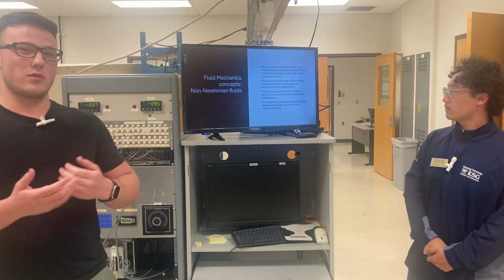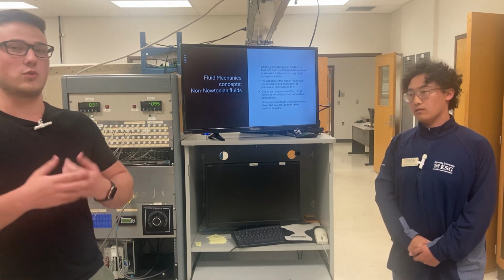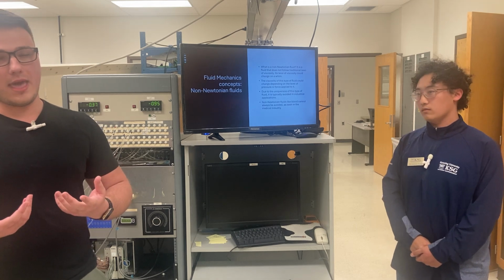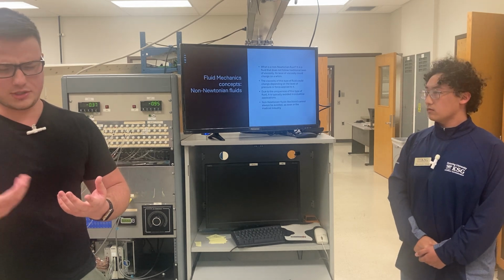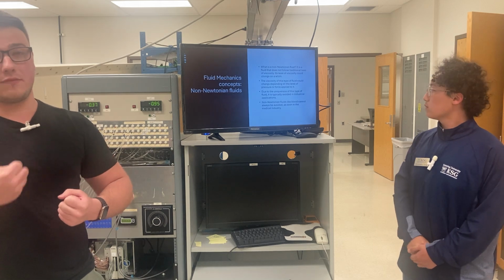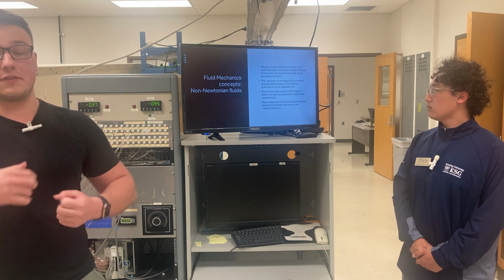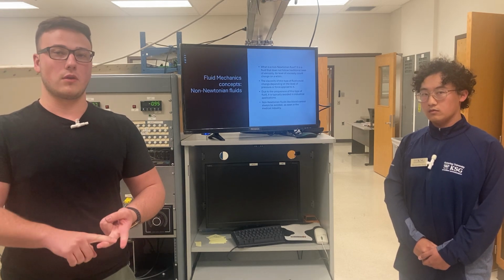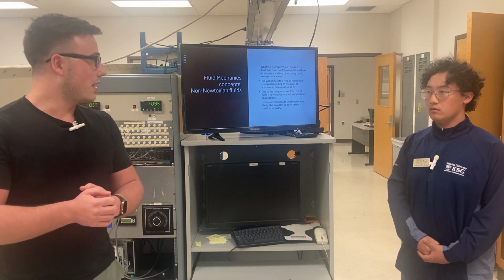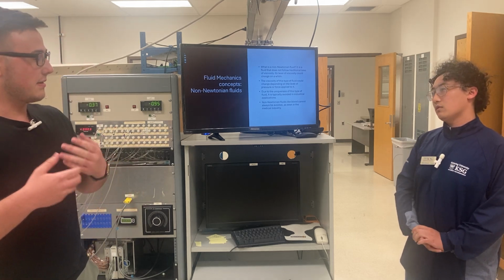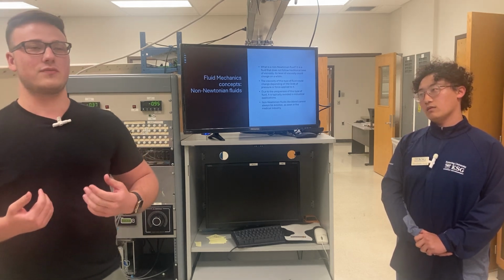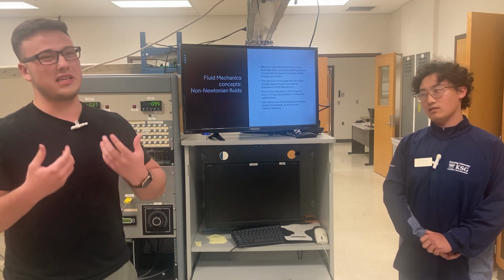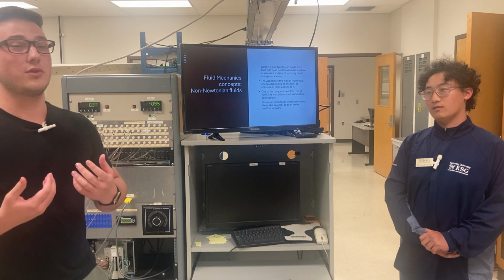So now getting into our other fluid mechanics concept, which was non-Newtonian fluids. Essentially, a non-Newtonian fluid is a fluid whose viscosity can fluctuate very easily depending on pressure or force. And because of the uniqueness of this fluid and how easily it can change, that can lead to problems in the industry if non-Newtonian fluids are required.